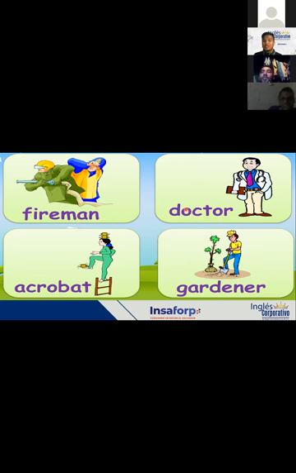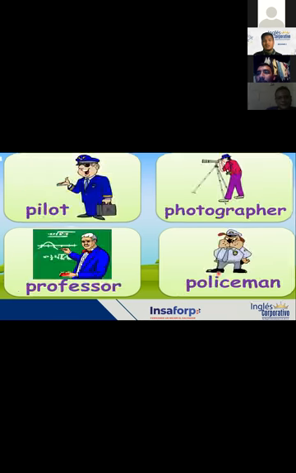Fireman, doctor, acrobat, gardener. Carlos Guevara, go ahead. Pronounce them all, please. Fireman, doctor, acrobat, gardener. Very good. Thank you so much. Let's move on.